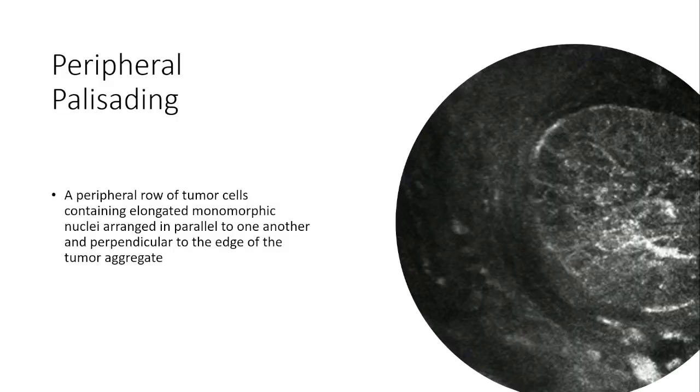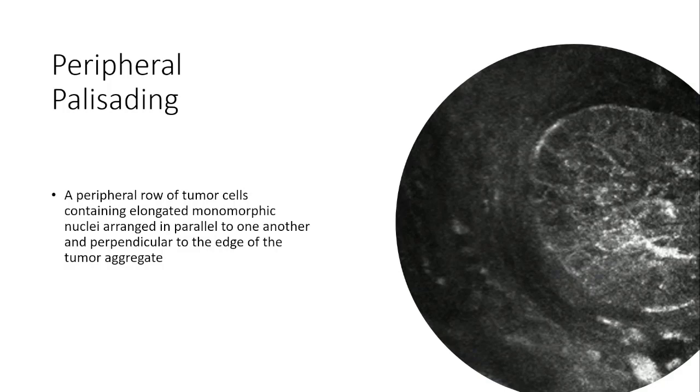The peripheral palisading that we actually see in pathology under the microscope, we see this in real time in intact in vivo tissue. So this peripheral palisading is this row of tumor cells around the nodule. The nuclei are arranged parallel to each other.